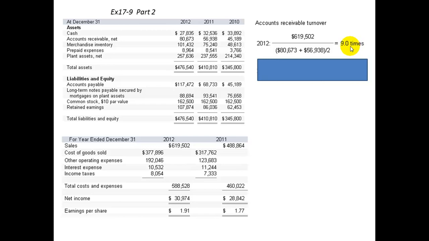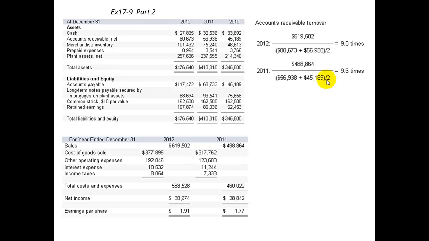And we won't know if that's good or bad or not until we compare it with something in the past or some other industry average. So let's take a look at the 2011 accounts receivable turnover. For 2011, it's going to be the 2011 sales divided by the average of the 2011 and 2010 accounts receivable, because the ending balance in 2010 is the same thing as the beginning balance of 2011. So to get the average for 2011, you take the two together, add them together, and divide by 2. And it looks like the turnover in 2011 was 9.6 times.